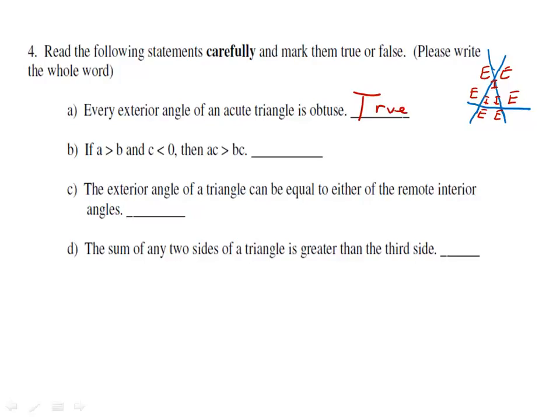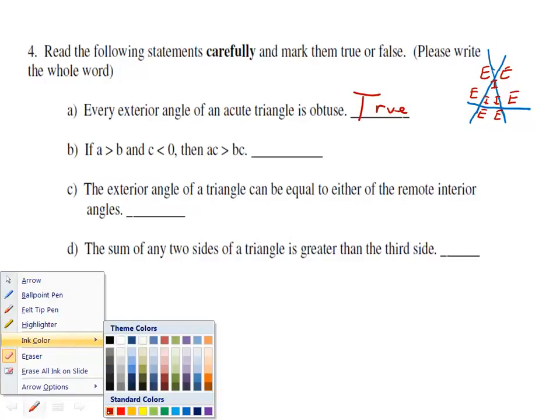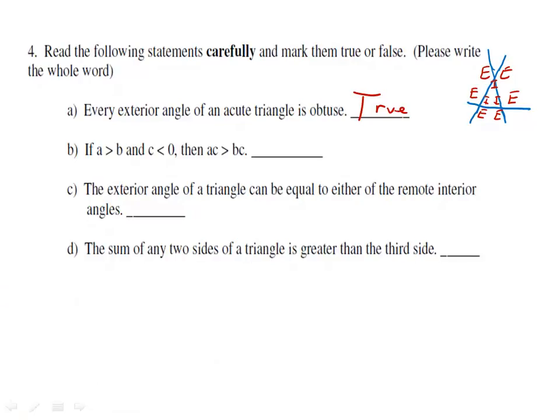If A is greater than B and C is less than 0, then AC is greater than BC. So what does C less than 0 mean? That means that C is negative. Alright, so A is greater than B. So one thing that you might want to do, all you have to do is find one counterexample. That's all it takes to prove this false. If it's false, if you can find the counterexample, that'll help you prove it false. So if A is greater than B, C is less than 0. In other words, C is a negative number.